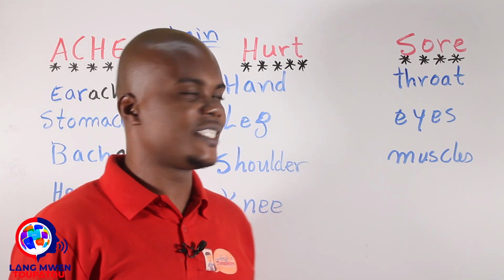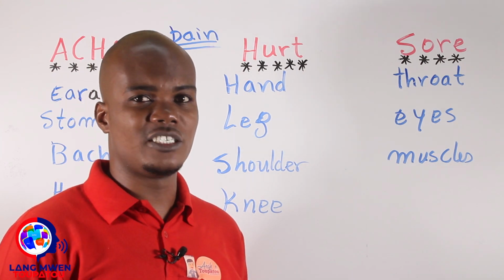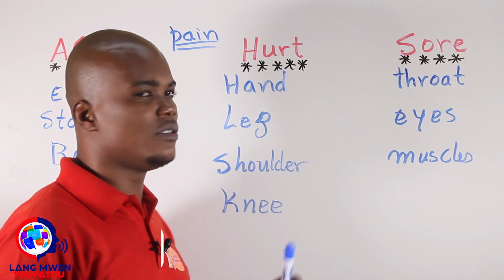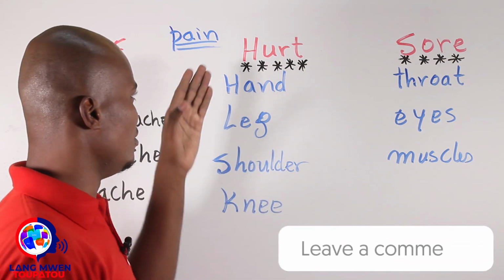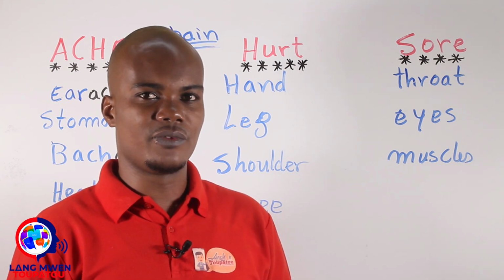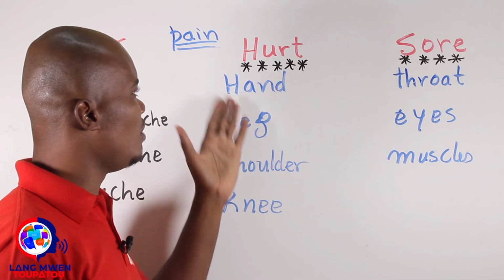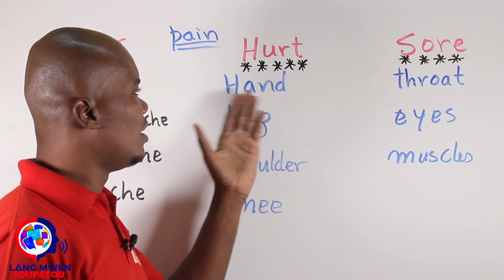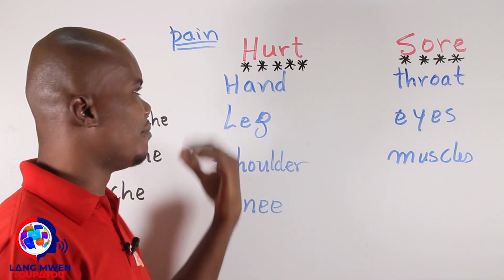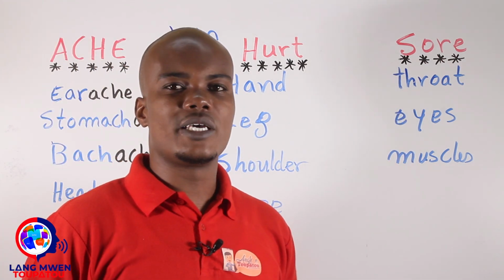And now hurt, let's go to hurt. Sometimes it can be a verb or an adjective. You use hurt to talk about pain. You can use hurt and ache to talk about pain you have. All right. Now you can say, for example, your hand hurts, that I'm going to talk about after. Now, the third one is sore.